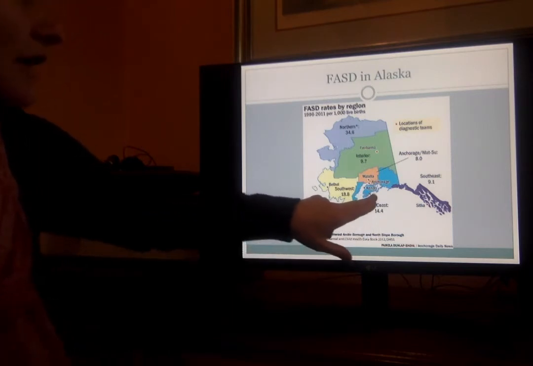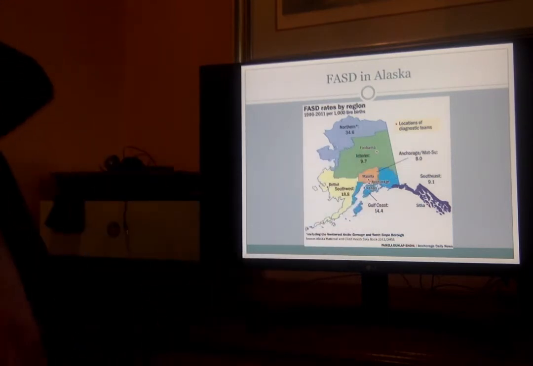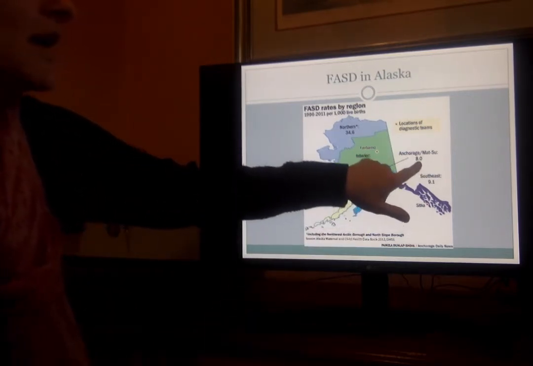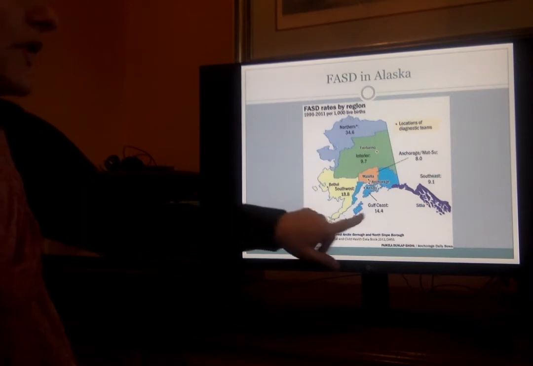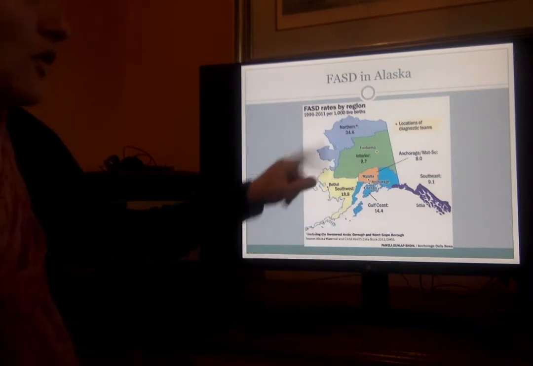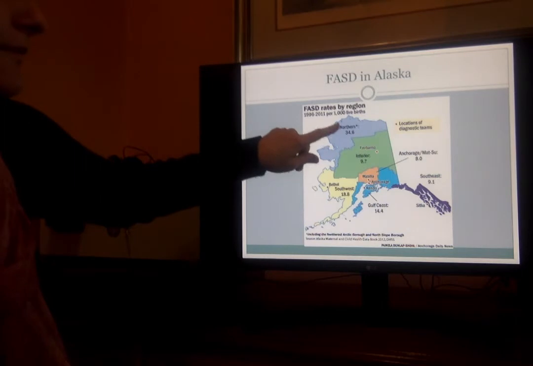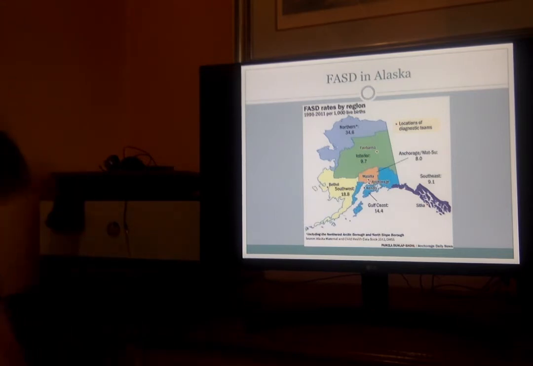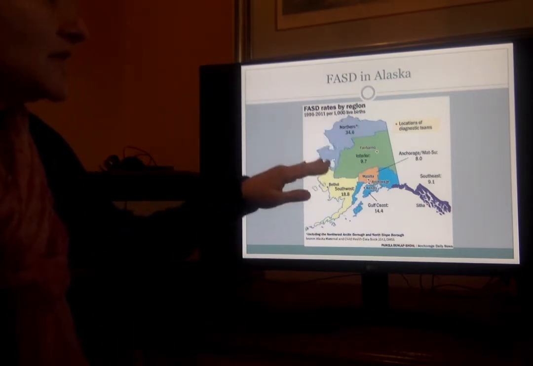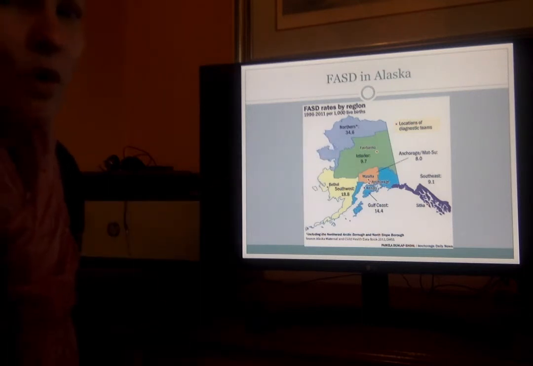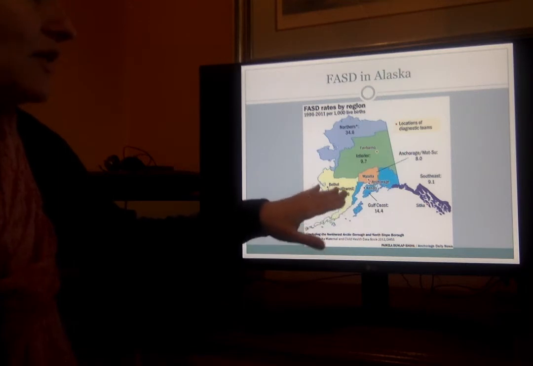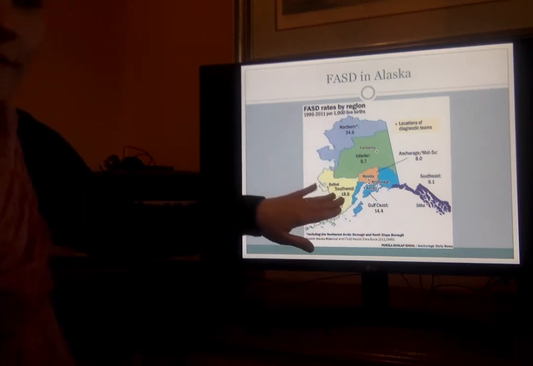Okay, so just some numbers to look at. Anchorage-Matsu area, 8 children out of 1,000 live births. The Gulf Coast, 14.4 out of 1,000. Look at this, right? We all know that alcohol is a big problem for some of the smaller areas up here off the road system. 34.6. And then in the Southwest, 18.8. Those numbers are huge.